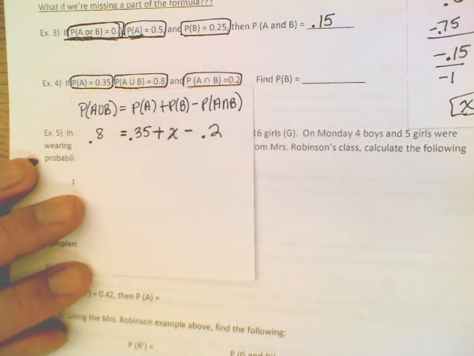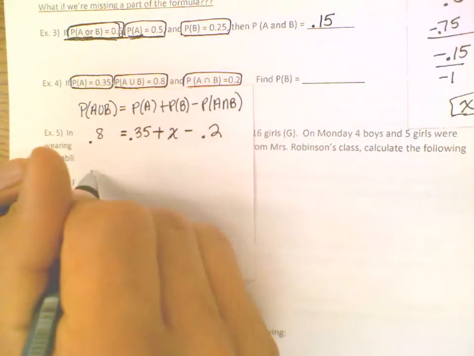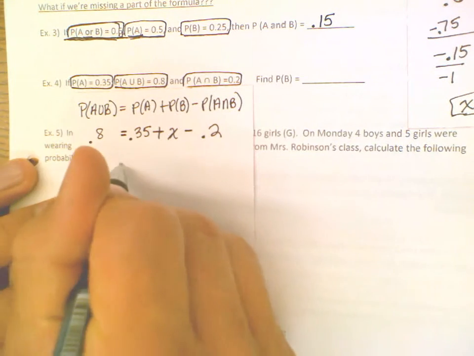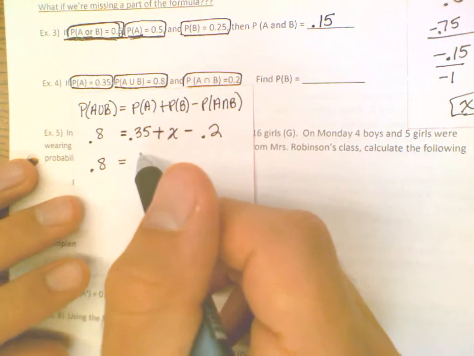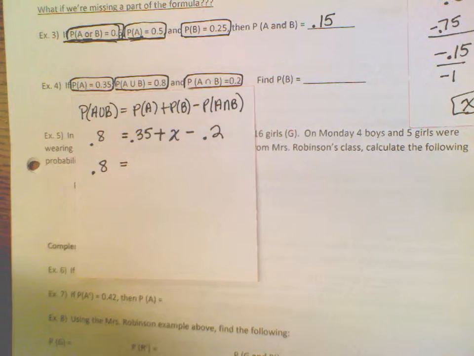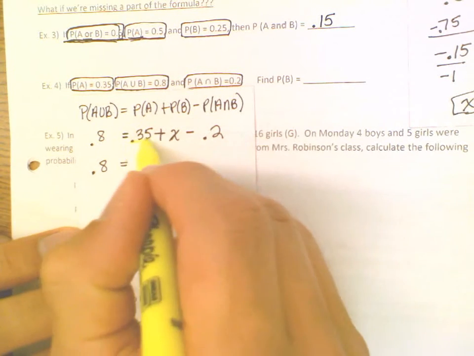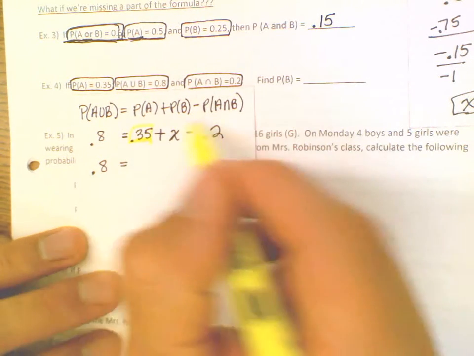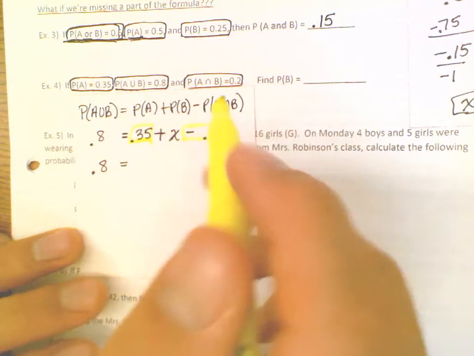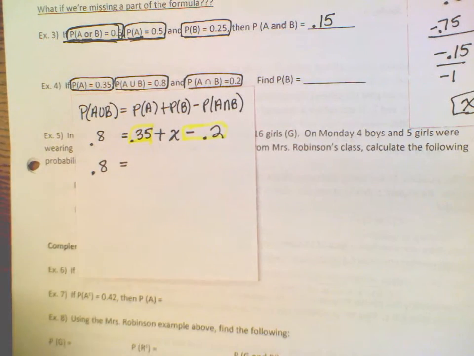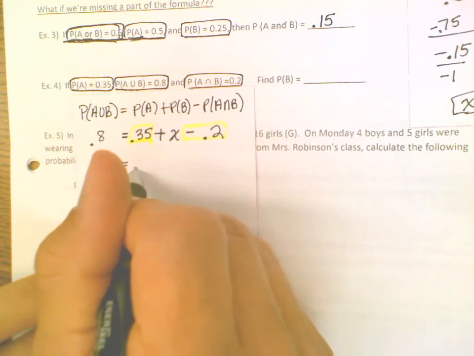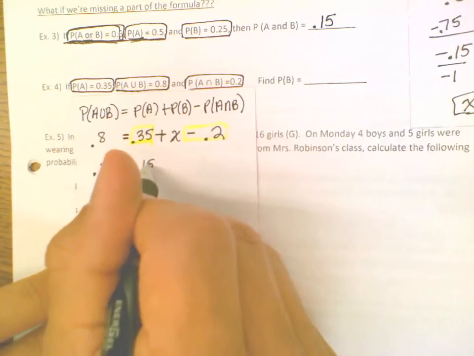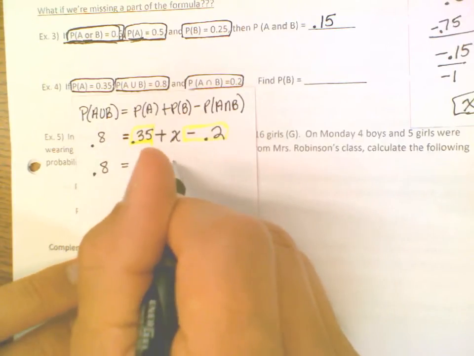So now you're going to simplify this the way you always have. Linear equation. The only difference is that you have decimals this time. So I'm going to add these two terms together. They're both constants, so I can add them together. So 0.35 minus 0.2 will be 0.15. So say 0.15 plus x.